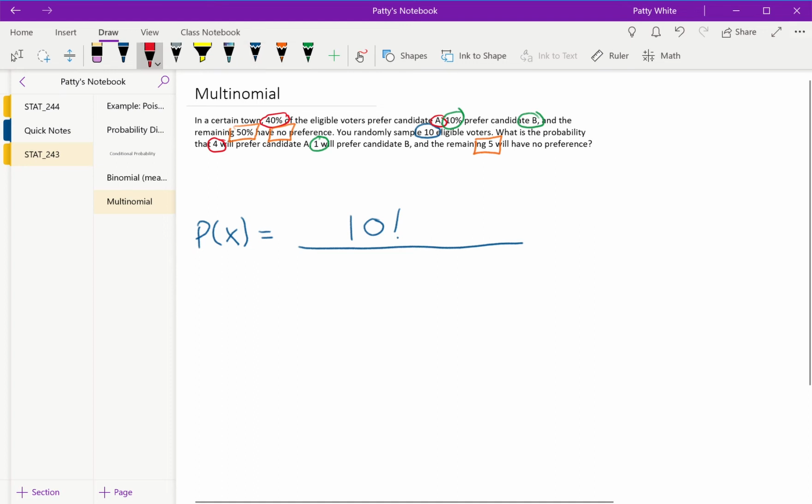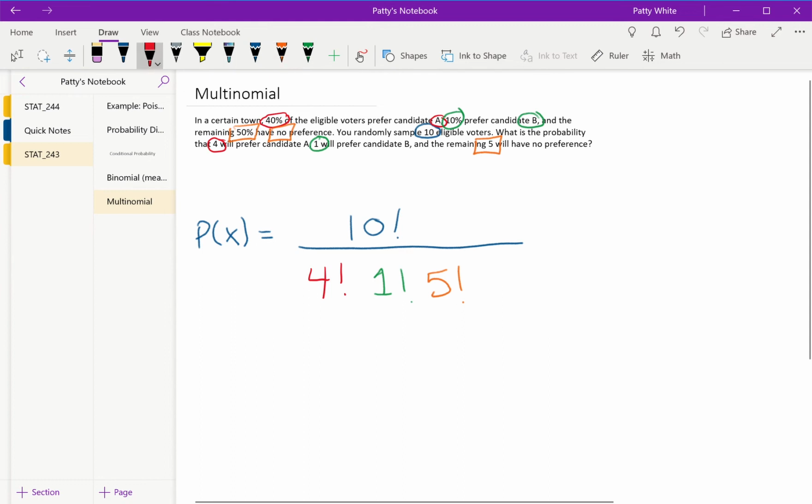So for the first group, I want 4, so I have 4 factorial. And then from the second group, I want to have 1, so I have 1 factorial. And then in the third group, I want to have 5, so I have 5 factorial. Now we're almost done. The only thing we have left to do is worry about the probabilities.